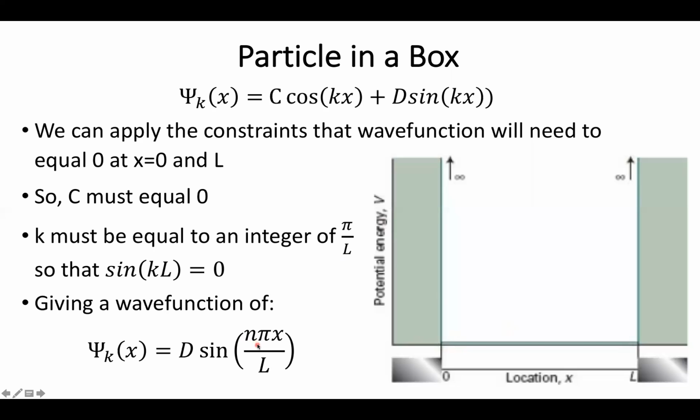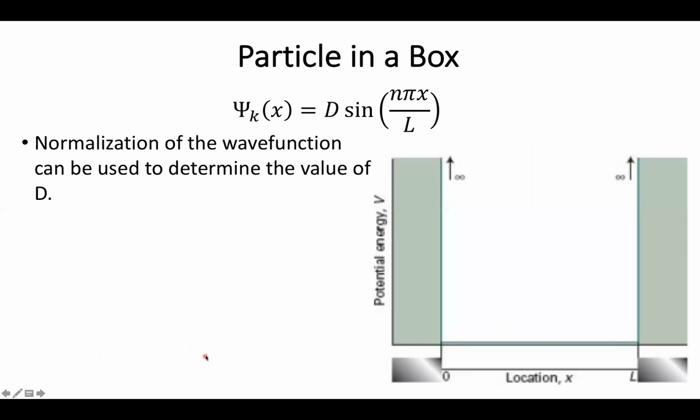However, that does leave us with one mystery variable, and that's going to be d. So d here is just going to be a normalization constant. So we know most of our classic strategies to try and normalize a wave function. We can go ahead and apply them here. So what we're going to want to do is integrate our system over all space, which in this case is just 0 to L. And at that point, it should equal 1.